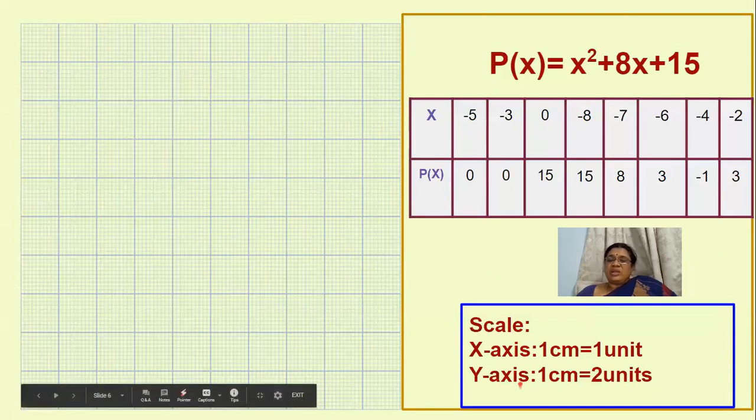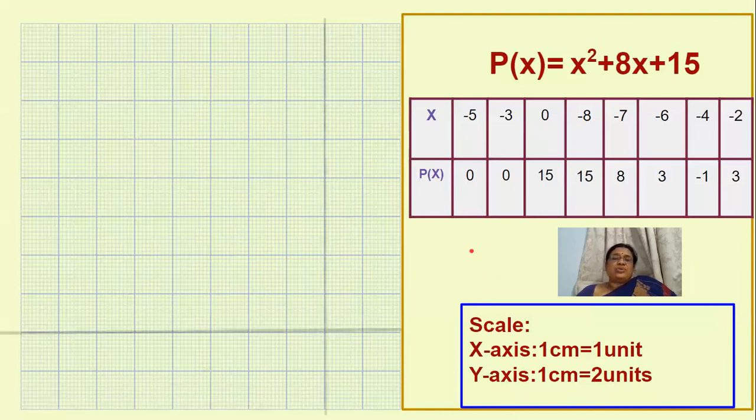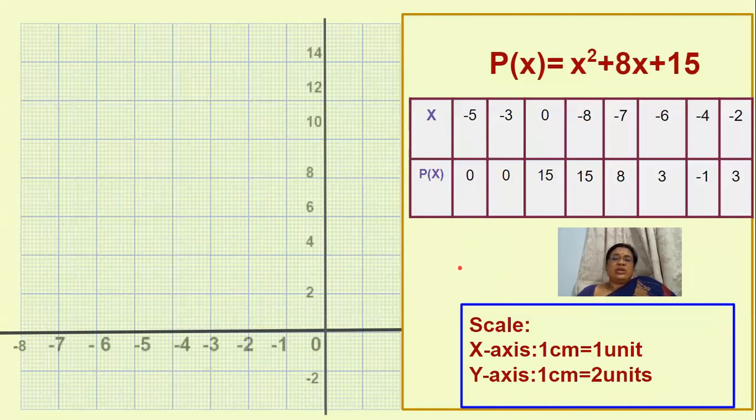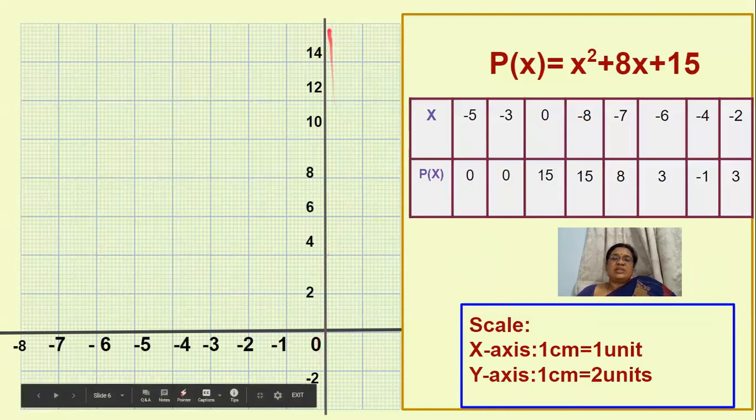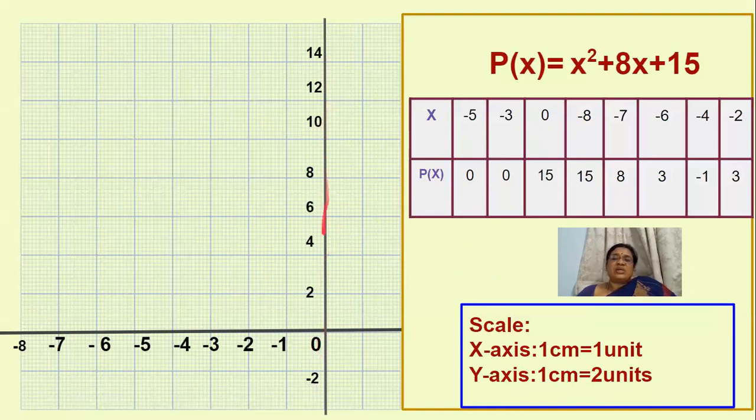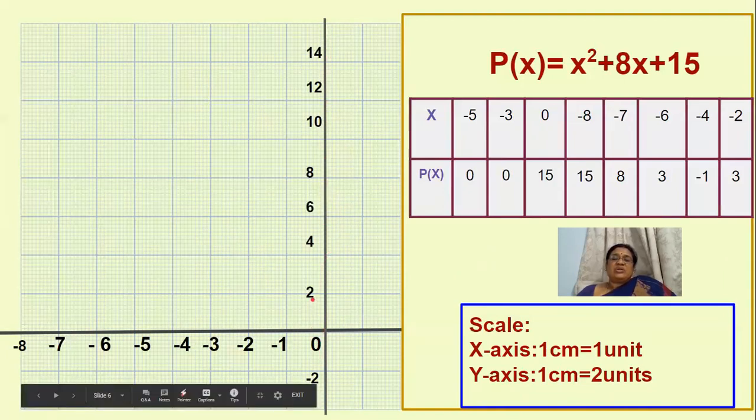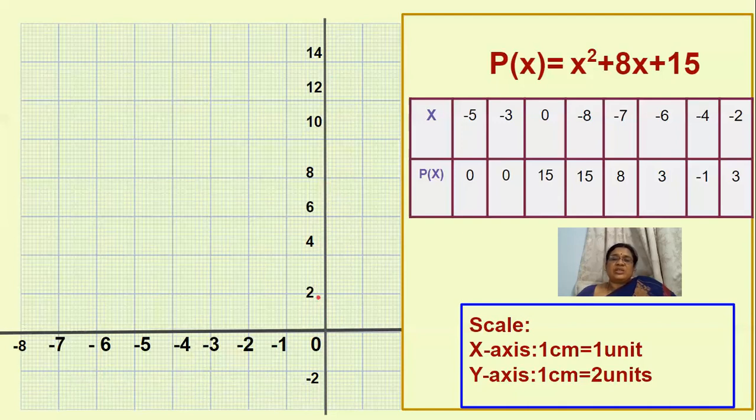See here, I have taken x-axis as 1 centimeter is equal to 1 unit and y-axis as 1 centimeter is equal to 2 units. See, this is an x-axis and y-axis. How I have taken the scale, look carefully. On the y-axis is nothing but p of x. So p of x I have taken 1 centimeter is equal to 2 units. That is 2 table you have to write. Just simply 2 table, 2, 4, 6, 8, 10, 12, 14, like that.